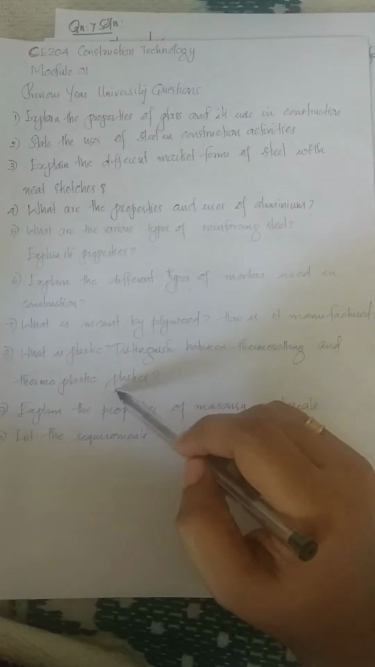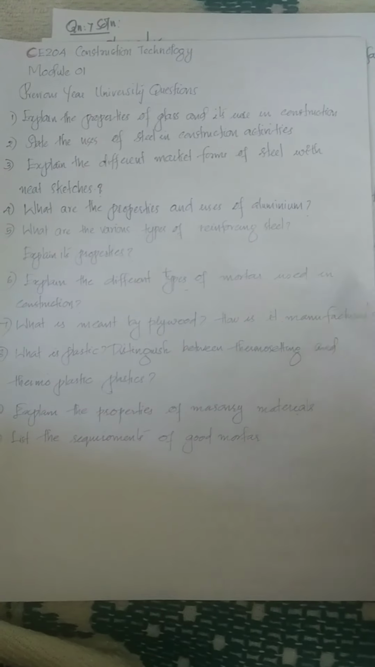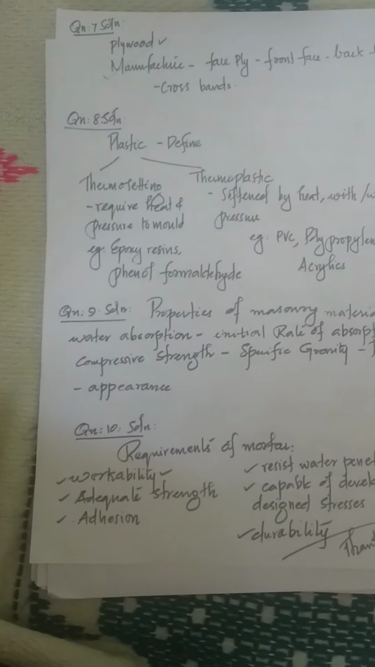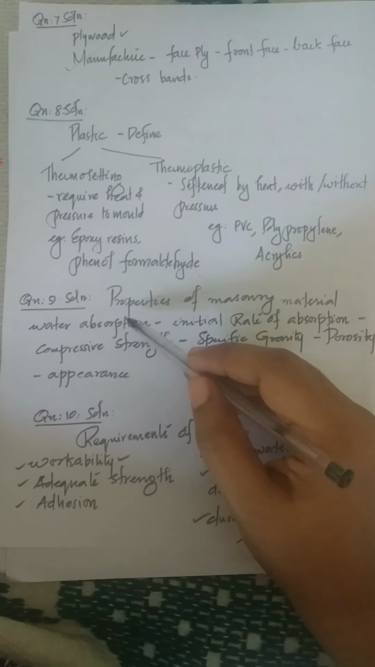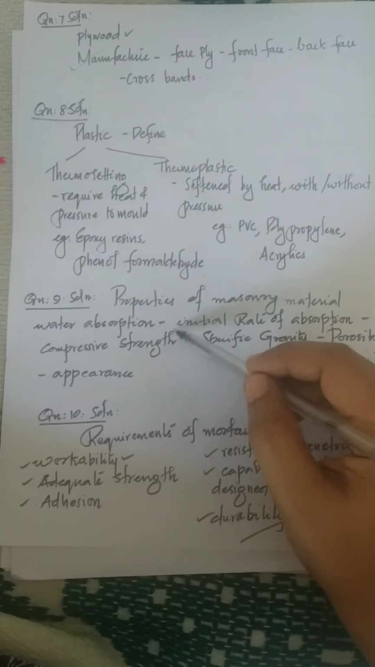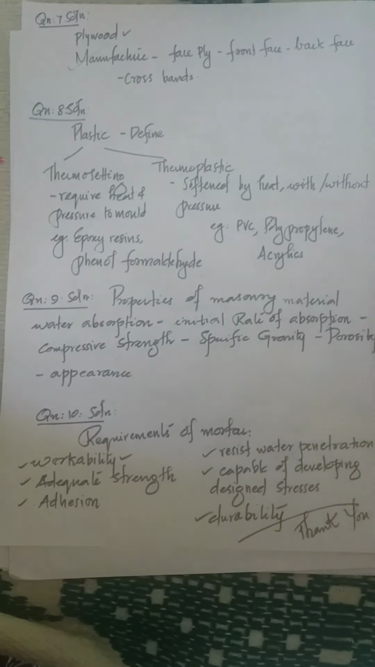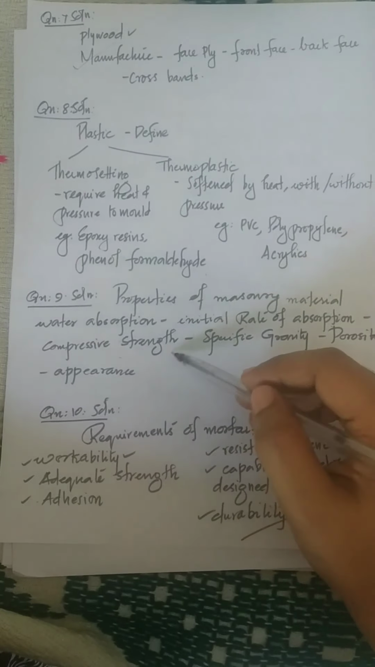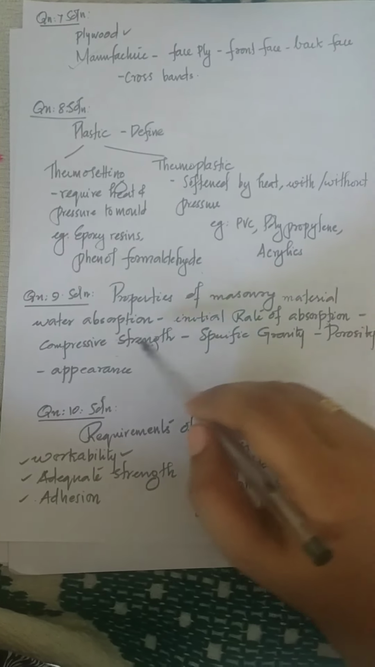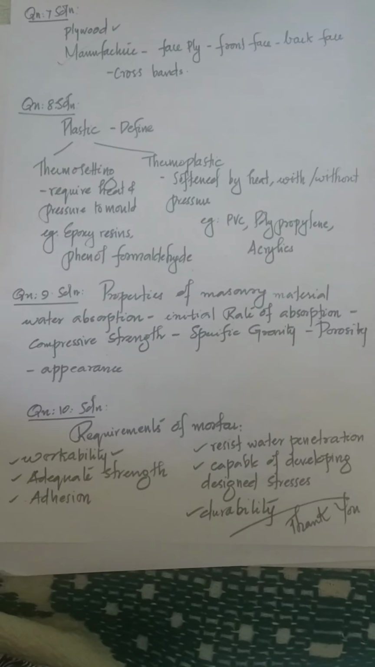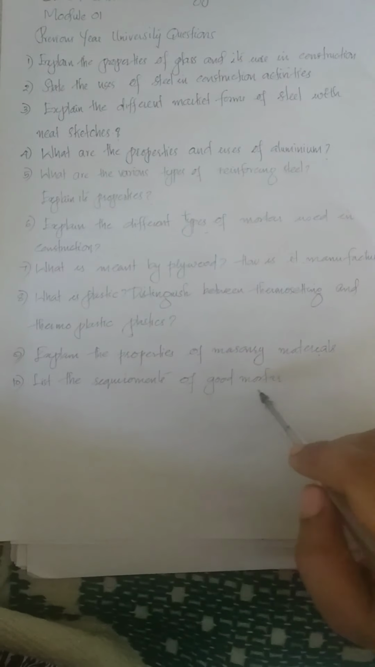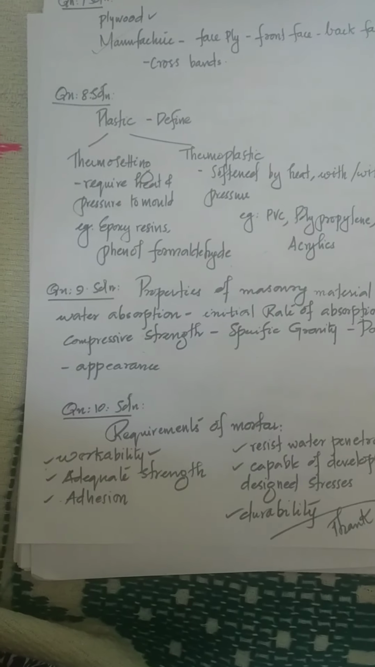Moving on to the ninth question: explain the properties of masonry material. Masonry is the first topic in CT, and its properties are water absorption, initial rate of absorption, compressive strength, specific gravity, porosity, and appearance. You learned the explanation of each, so you need to write that too. Then: list the requirements of good mortar. That is the 10th question.